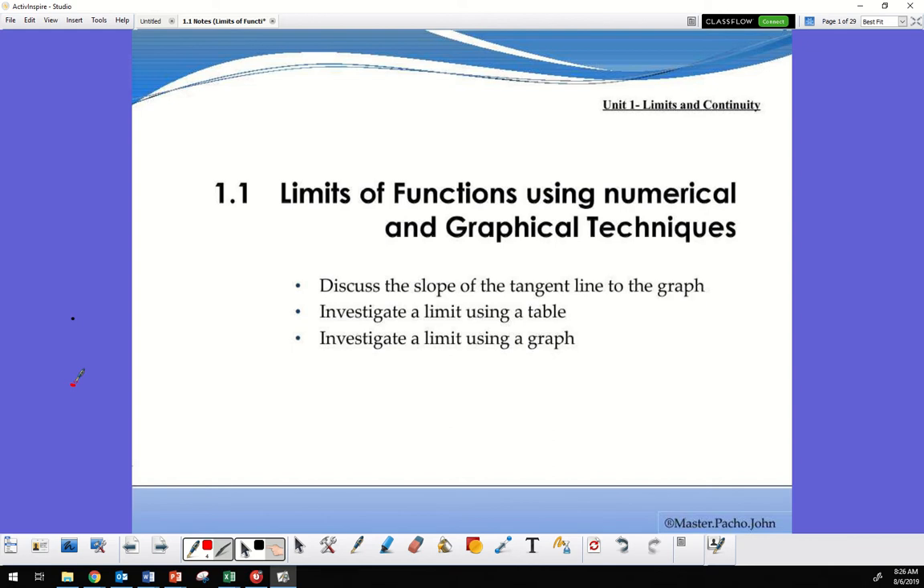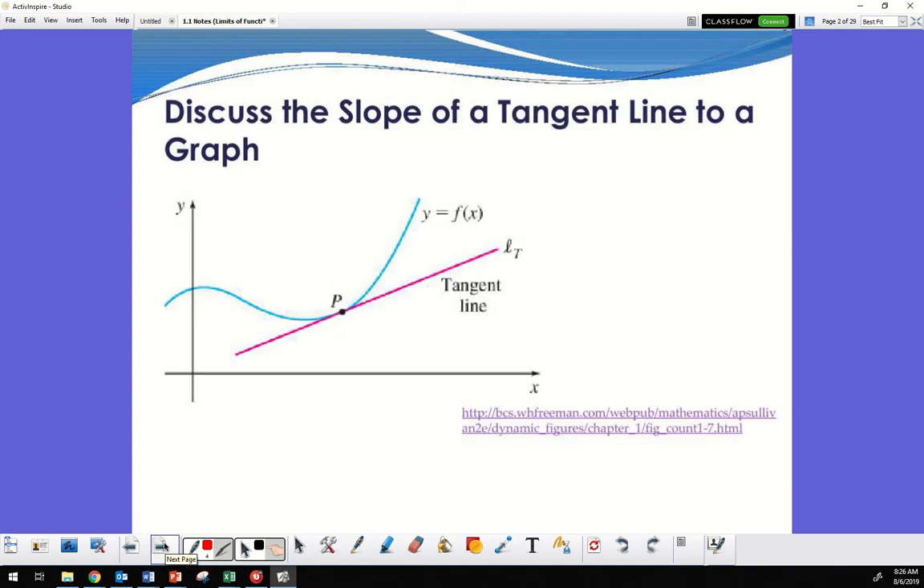So limits of functions using numerical and graphical techniques. Now I had everyone get the calculators to show you the graphical techniques, but we're going to do those tomorrow. Right now I'm going to focus first on doing the numerical techniques. Okay, the slope of a tangent line to a graph.